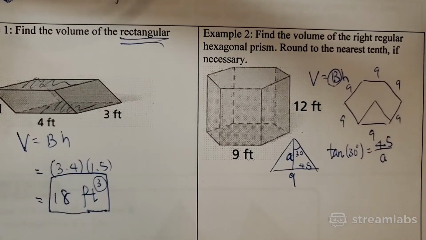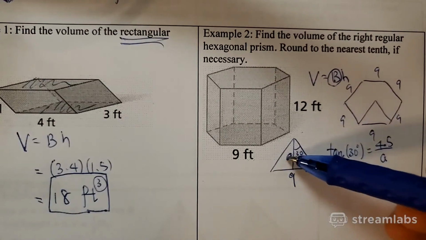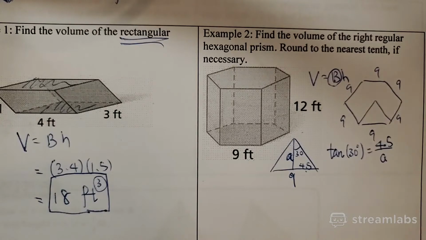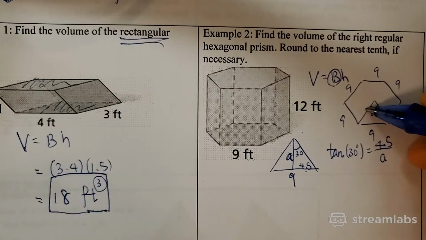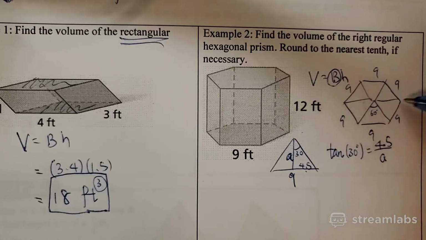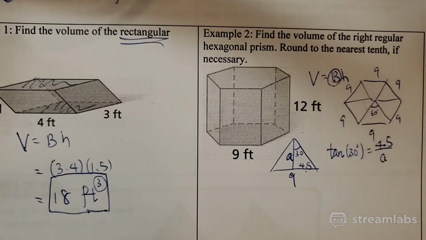4.5 over A, right? Tangent. Opposite over adjacent, okay? Opposite over adjacent. Also, how do I know this is 30 degrees? Because the whole thing is 60, right? You have 6 triangles total, remember? 6 triangles, split into 6, each one is 60 degrees, okay?